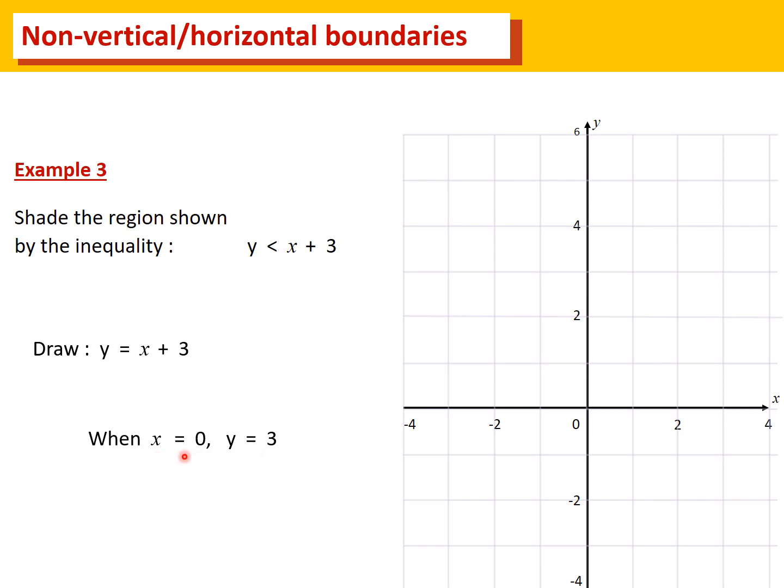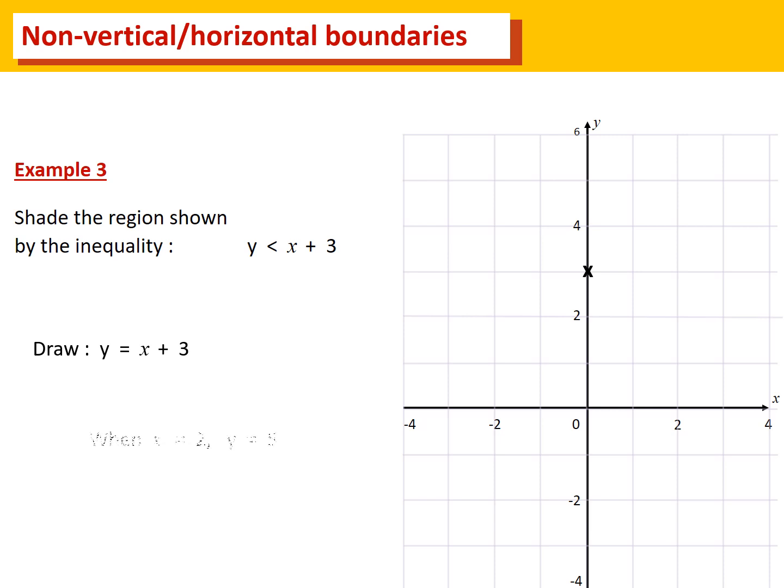So pick some x values and find the corresponding y values. The first x value I've chosen is x equals 0. It doesn't matter why I've chosen 0. I could have chosen x equals 1 or x equals 2, but I've chosen x equals 0. If you put x equals 0 into there, you get y equals 0 plus 3. So that's why you get y equals 3. So now we plot the point 0, 3, and there it is.